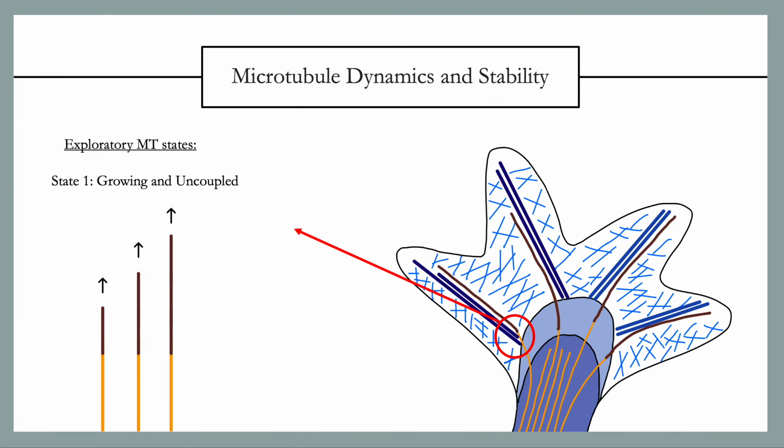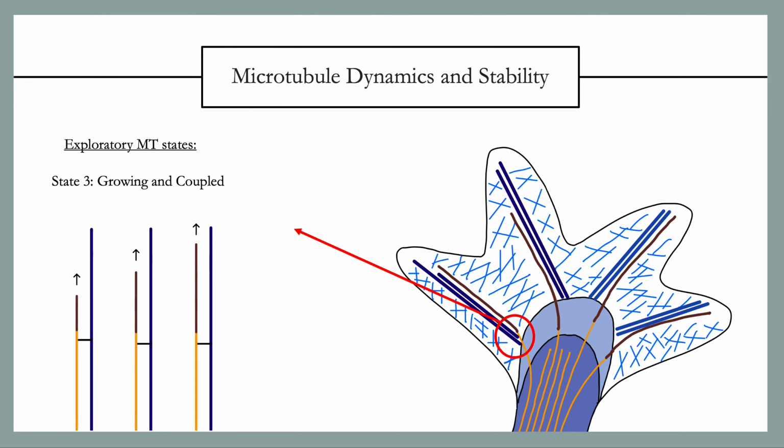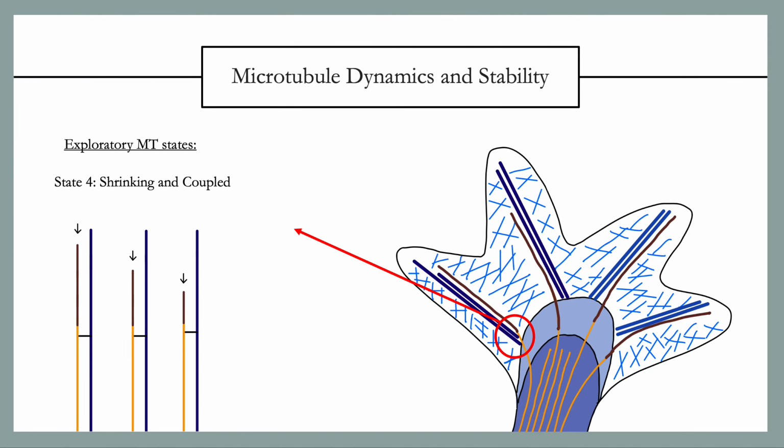The first, growing and uncoupled from the actin network. The second, shrinking and uncoupled. The third, growing and coupled. And finally, the fourth, shrinking and coupled.